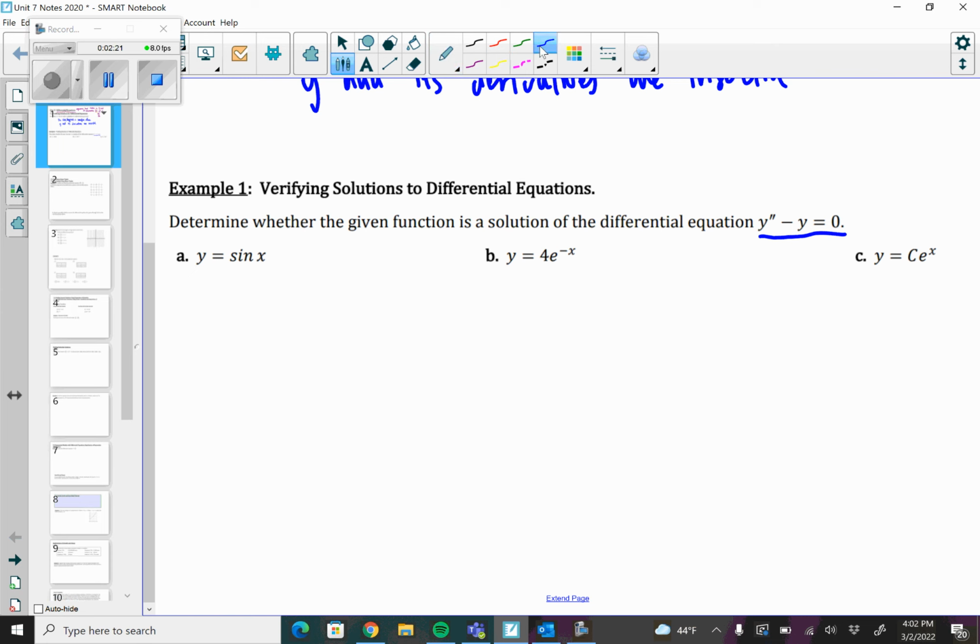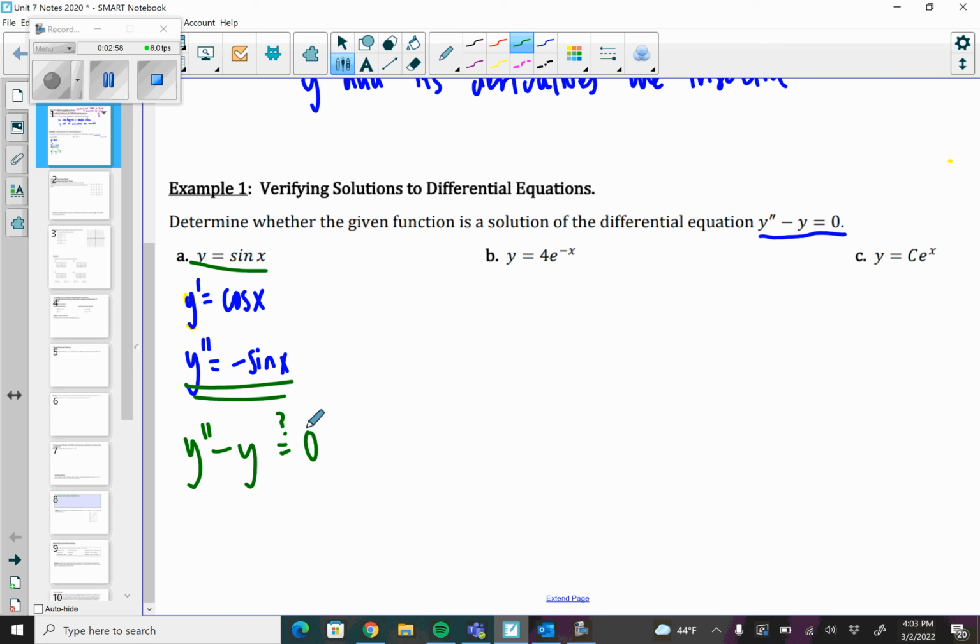We are asked if the following equations are solutions. So this first one says, is y equals sine of x a solution to that differential equation? Well, in order to decide, we need to find y double prime. So in order to find y double prime, we are going to need y prime. The derivative of sine is cosine, and the derivative of cosine, or the second derivative of sine, is negative sine. We now take this and the original function and plug it into the differential equation. Y double prime minus y, is that equal to 0?